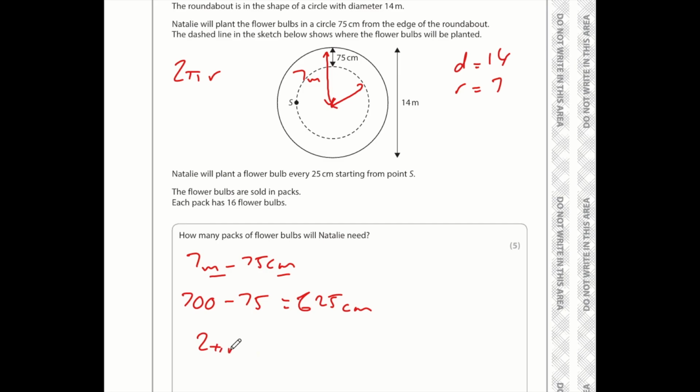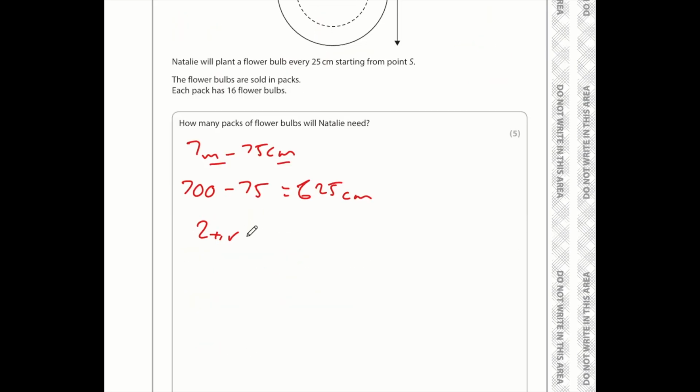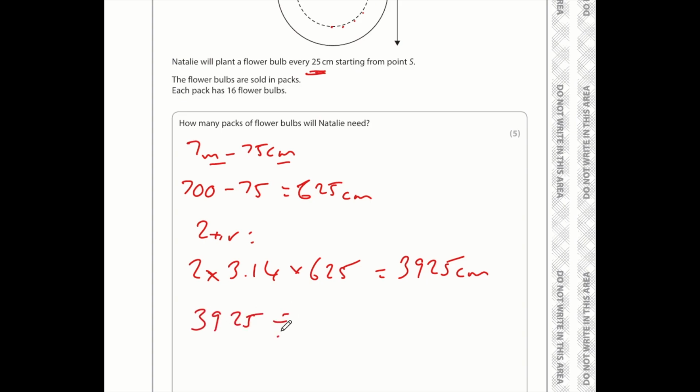So that is the radius. So 2 pi r is what we need to do here. So that's going to be 2 times by 3.14 times by 625. We'll keep it in centimeters since we're planting a bulb every 25 centimetres along, and that comes to 3925. So if we're planting a bulb every 25 centimetres, well, how many 25 centimetres are there in 3,925 centimetres? Well, the answer to that is, what is 3925 divided by 25? And that is 157. So that's the number of bulbs we need to plant.